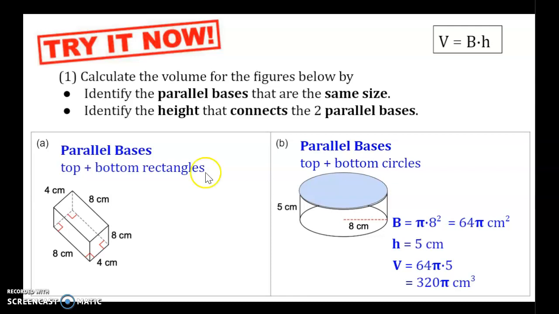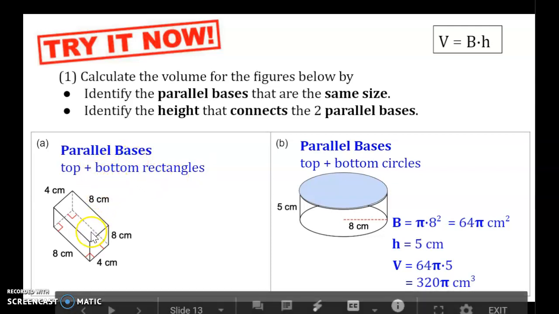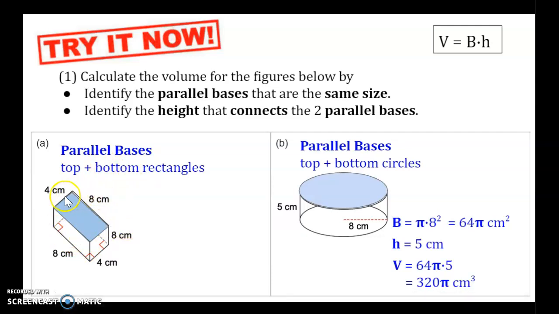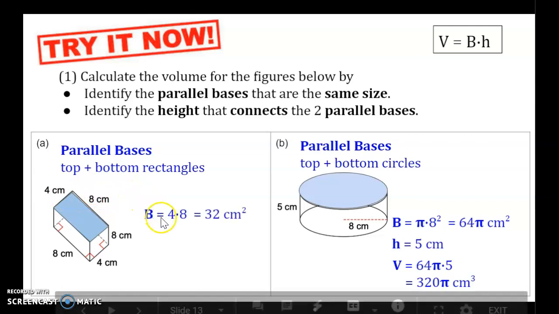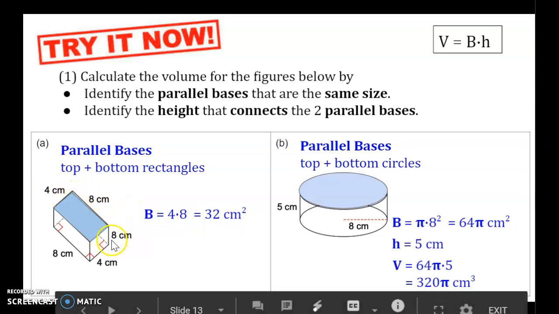Okay, the parallel bases are the top and bottom rectangle. So I chose this top and bottom to be my parallel bases. You could have chosen this face and this face, or you could have chosen the front and the back face, but I chose the top and bottom. The base area is going to be 4 times 8, which is 32. And then the height is 8, so the volume is going to be 32 times 8, which is 256.